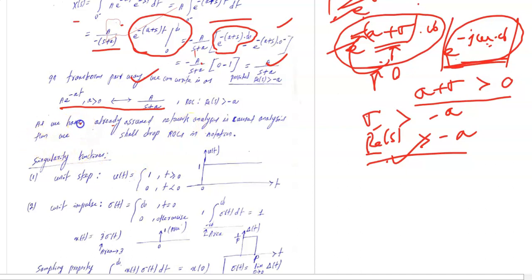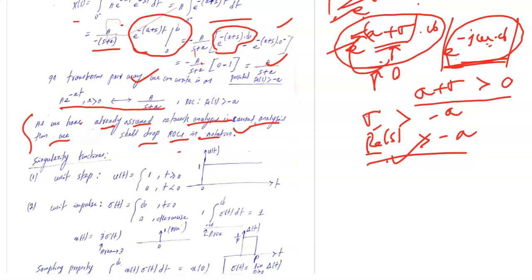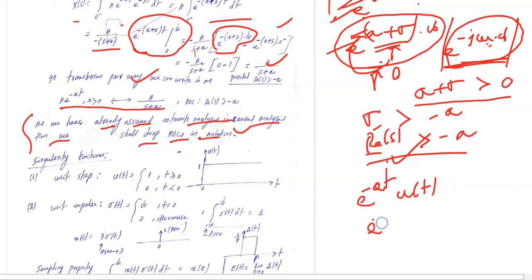This is why we will not find the ROC in network theory: as we have already assumed that network analysis is causal, we shall drop the ROC in the notation. The ROC is needed to identify, as you might have seen, e to the power minus at u(t) and minus e to the power minus at u(minus t). They both have the Laplace transform 1 upon s plus a.